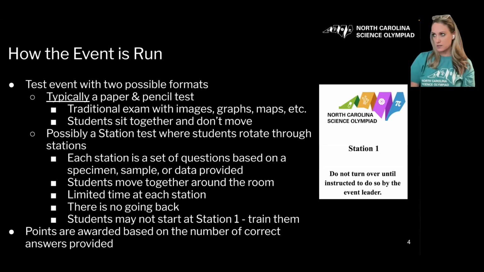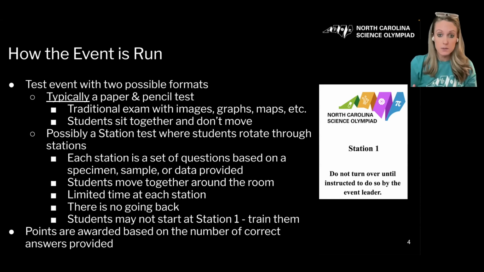How is this event run? So there's two possible formats. It can be a sit-down test, or kids can be required to rotate through stations. In North Carolina, we generally just do a sit-down test for this one. So it's typically a paper and pencil test. Traditional exam, they've got pictures, images, graphs, maps, data, things that they look at. They answer questions about it. The kids come in, they sit together, and they take the test together. They're given one test, one answer sheet, and the set of partners work on that test together.